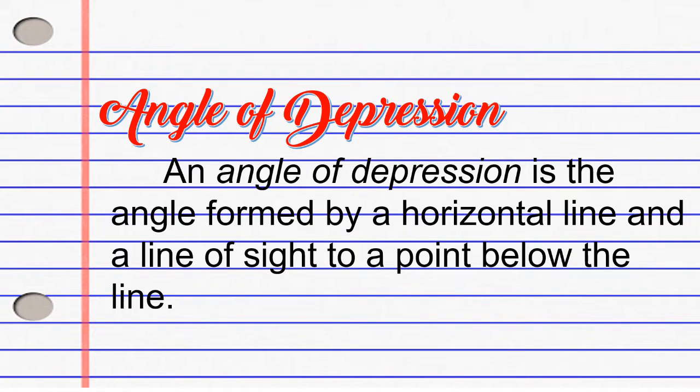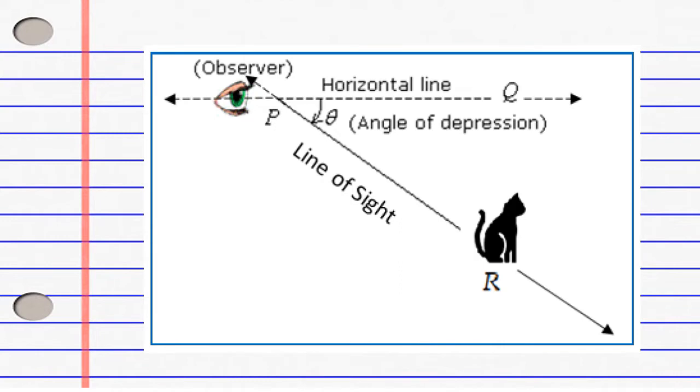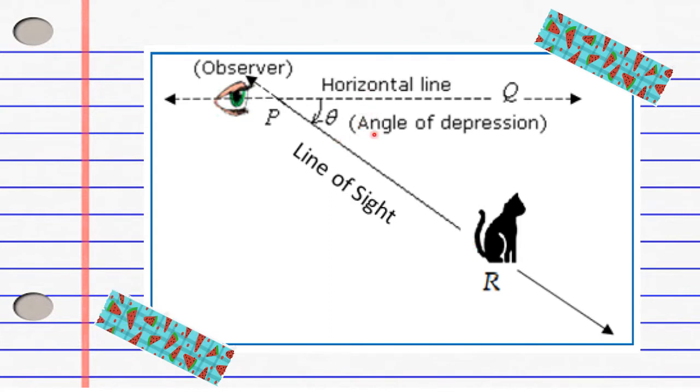Now let's define angle of depression. An angle of depression is the angle formed by a horizontal line and the line of sight to a point below the line. Let's look at this example. PQ is our horizontal line, and the observer in point P is looking at the cat in point R, so it's downwards. PR here is our line of sight, and the space between the two lines is called the angle of depression since the observer is looking downward at the object.